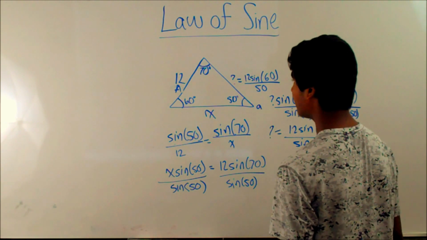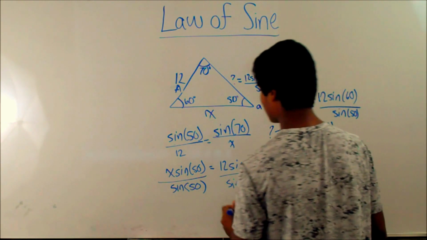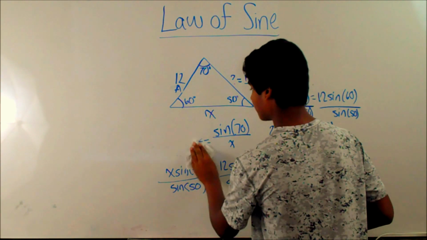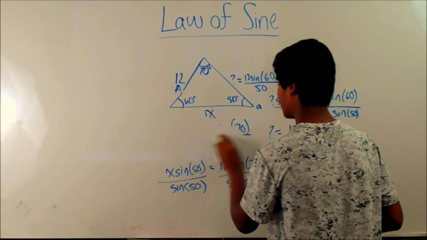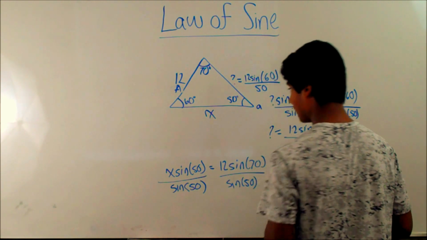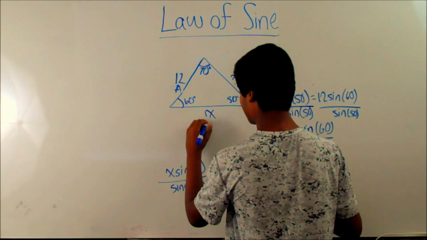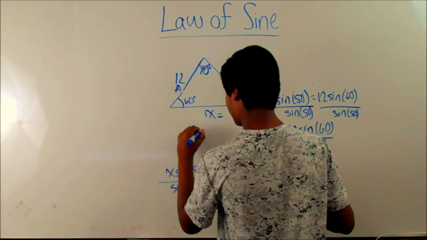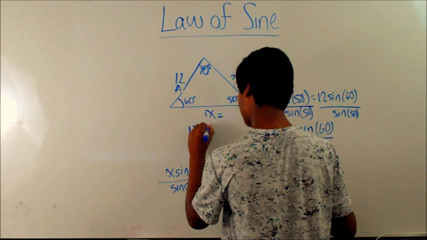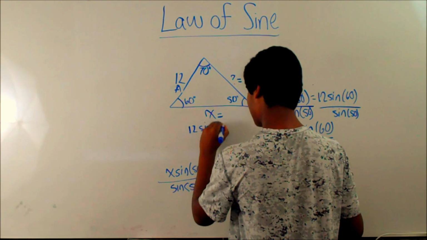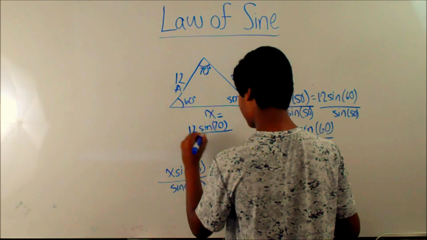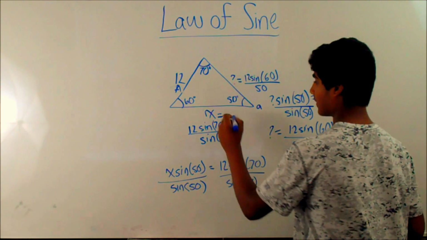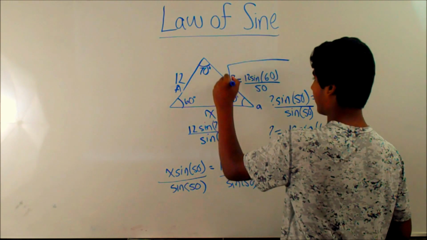And so then you get x, and I'm going to erase this other part, equal to 12 sine 70 over sine 50. So we figured out our answers.